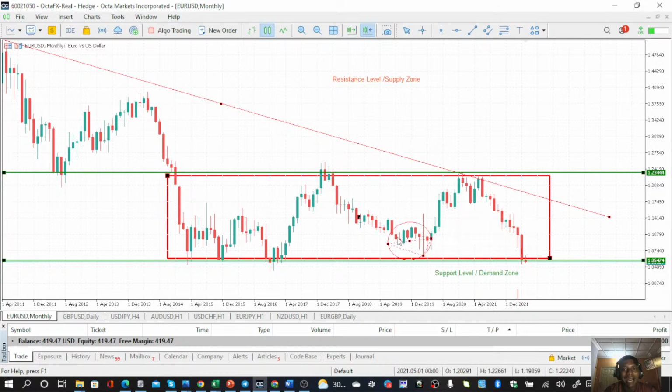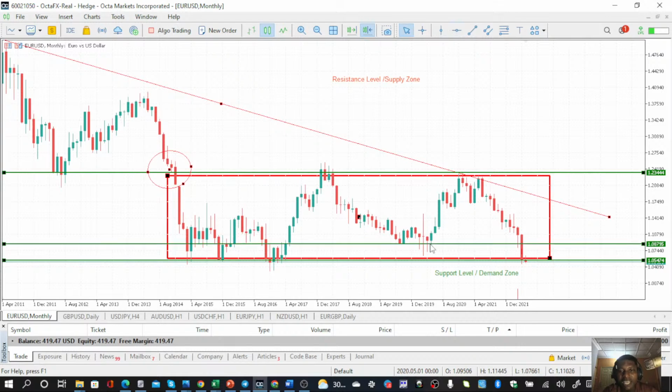Now, if you look at this, you discover that these candles closed here, and their close is above this line. But if you look at the close of last month's candle, it closed below this previous close. It is a powerful indication that this market is a bear market.